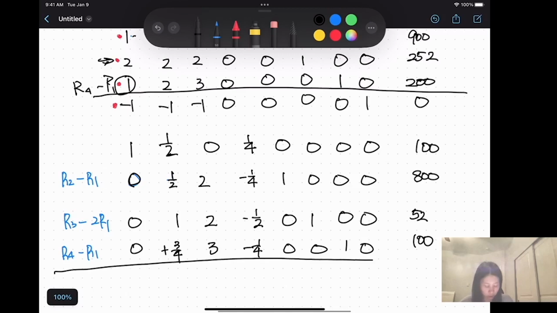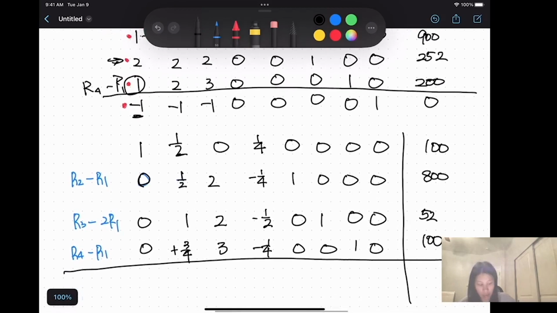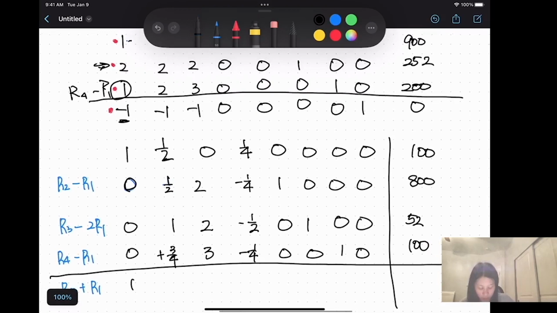Okay. So the last one should be what? Well, this is negative 1 and this is 1. So that means I want the fifth row plus the first row to turn this to 0. So that is 0, negative 1/2, negative 1, 1/4, 0, 0, 0, 1. And when you add them, you have 100.